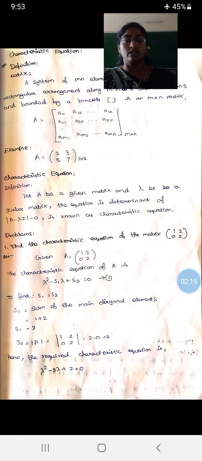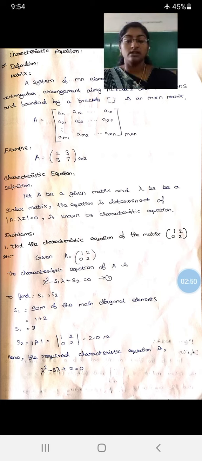See the problem using characteristic equation. Find the characteristic equation of the matrix 1, 2, 0, 2. Just write the given matrix as it is by denoting it as A. So given A equal to 1, 2, 0, 2. So the characteristic equation of A is, this is the formula for 2 by 2 matrices: lambda square minus S1 lambda plus S2 equal to 0. Mark this as first equation.